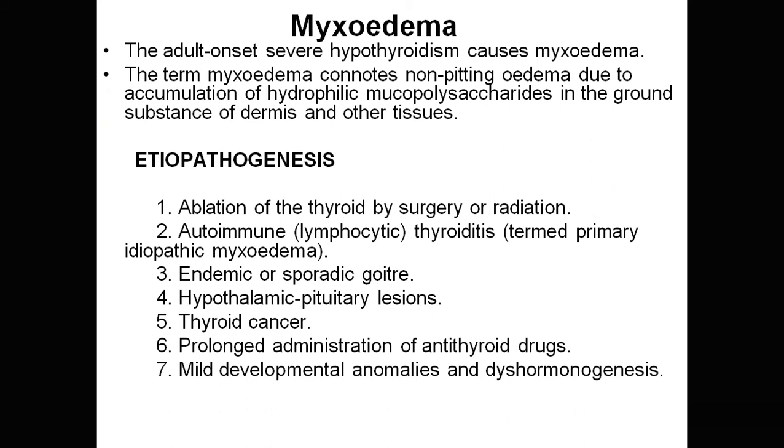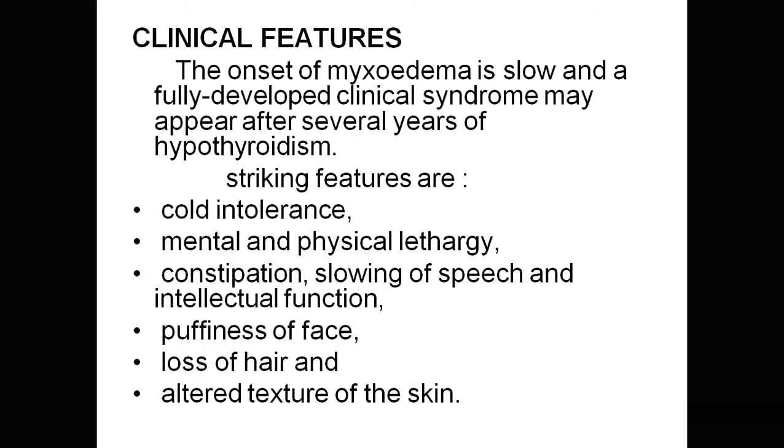Myxedema is the adult onset of severe hypothyroidism. So severe hypothyroidism in adulthood is called myxedema. The term myxedema means the non-pitting edema due to the accumulation of some hydrophilic mucopolysaccharides in the ground substance of the dermis and other tissue. So its etiopathogenesis is ablation of the thyroid by surgery or radiation, autoimmune thyroiditis, endemic and sporadic goiters, similar to the previous causes that we discussed.